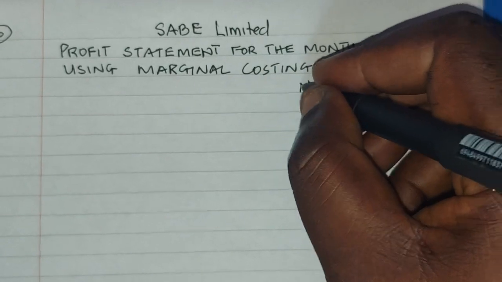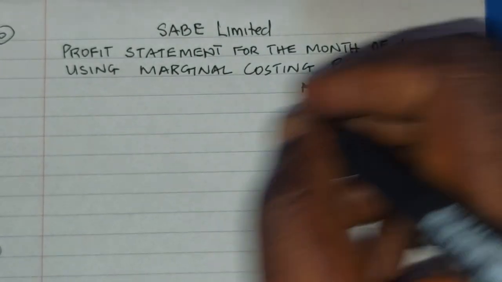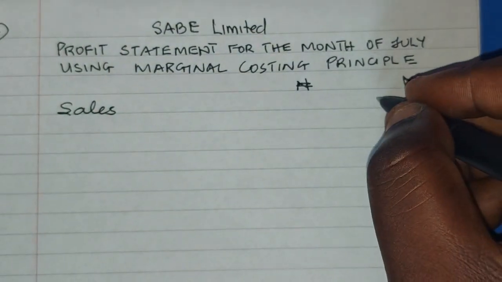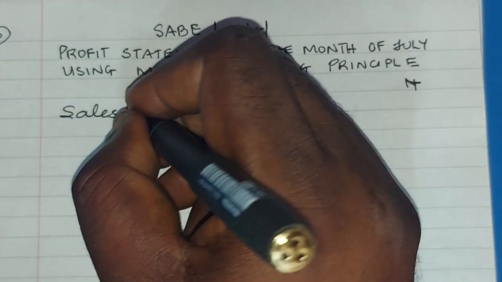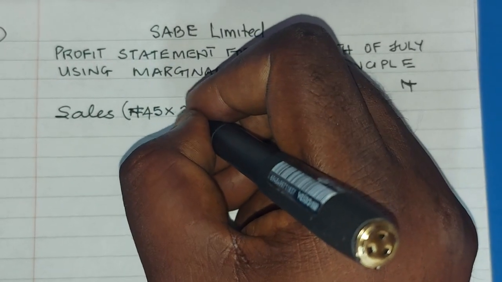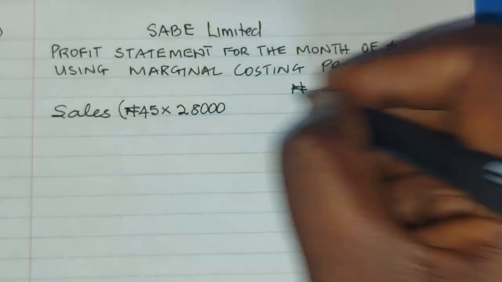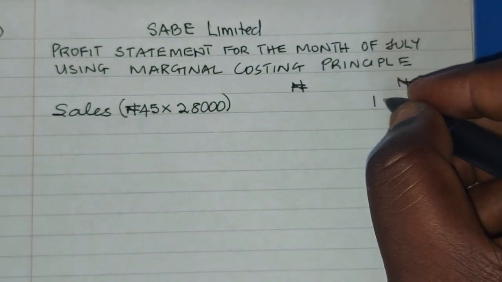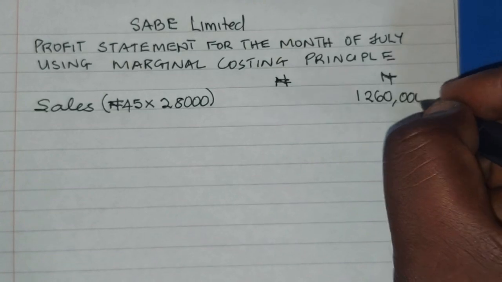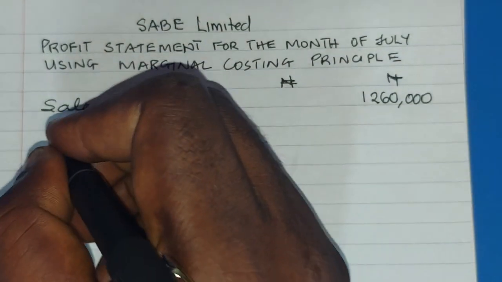We have our two naira columns. Of course, your sales remain the same. That is 45 naira multiplied by the sales figure of 28,000. Don't forget, and that is 1,260,000.